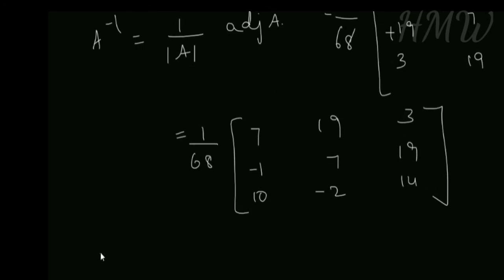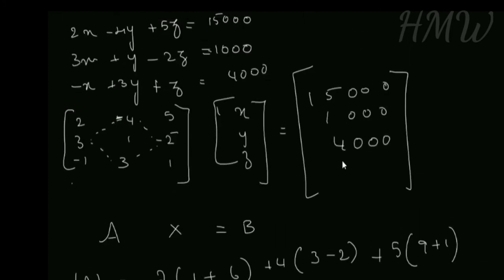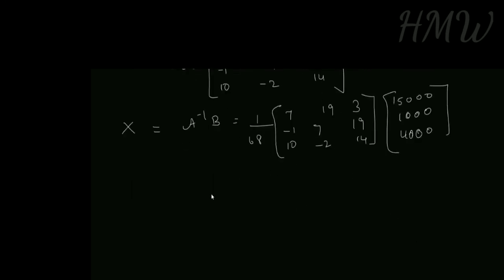Now we have to find matrix X. So matrix X formula is A inverse into B. That is 1 by 68, 7, 19, 3, minus 1, 7, 19, 10, minus 2, 14 into matrix B. Matrix B is, you can see the matrix B, 15,000, 1,000 and 4,000. Now we have to multiply. So it is 1 by 68.